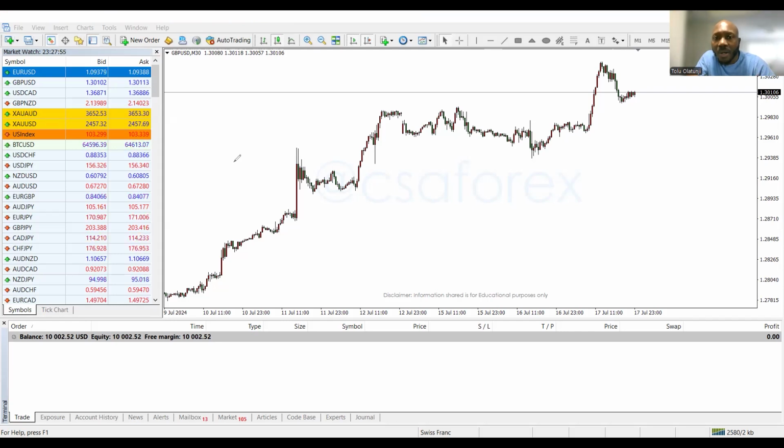Now, without further ado, we're going to look at the platform. We're going to look at the environment of the MetaTrader 4 quickly, and we're going to make it as fast and as simple as possible so that beginner traders can hit the ground running.